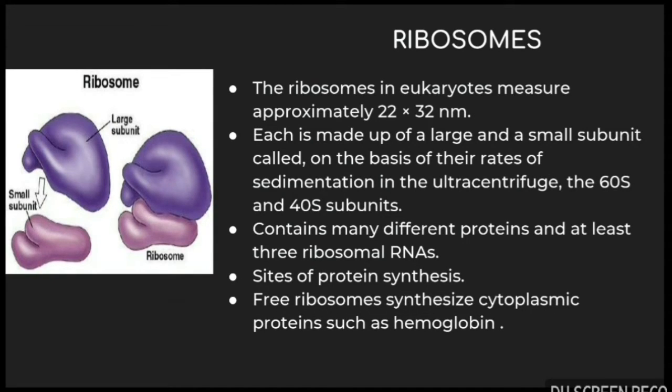Ribosomes in eukaryotes measure approximately 22 by 32 nanometers. Each is made up of a large and a small subunit, named on the basis of their rates of sedimentation in ultracentrifugation. The 60S and the 40S subunits contain many different proteins, and at least 3 ribosomal RNAs are seen. It is the site of protein synthesis, and free ribosomes synthesize cytoplasmic proteins such as hemoglobin. You can see in the picture there are two subunits, one is the large subunit and the other is the small subunit, which are the 60S and 40S subunits. So protein synthesis is the main function of the ribosome.